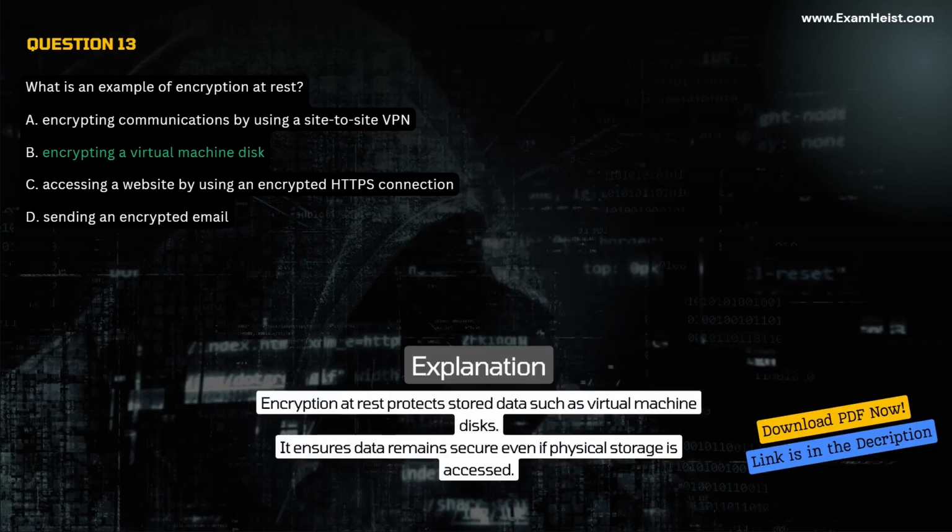Explanation. Encryption at rest protects stored data such as virtual machine disks. It ensures data remains secure even if physical storage is accessed.